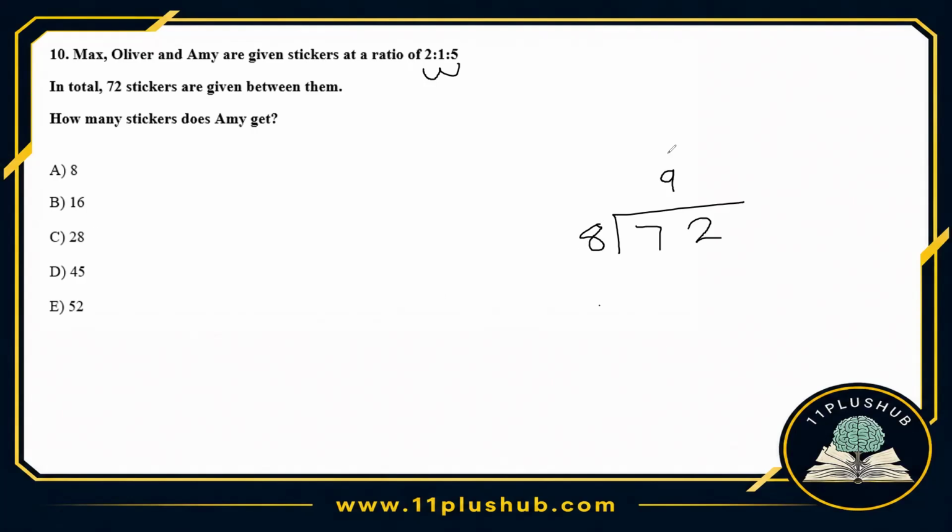Okay, now once we've got this answer, in other words, once we've divided our quantity by the number of parts we've got, we're going to get this number 9 and multiply it by each ratio amount. However, we don't have to spend all our time multiplying 9 by 2, 1 and 5 because we're only interested in what Amy gets. And Amy is written third. We've got Max first, Oliver second, Amy third, and the ratio numbers are written respectively. So Amy is represented by the number 5. Okay, so we only need to multiply 9 by 5, which gives us 45.